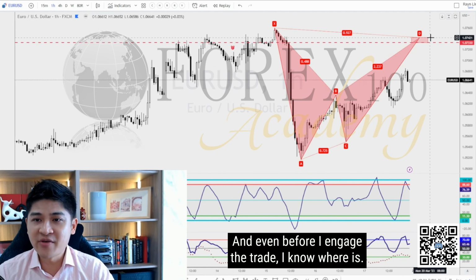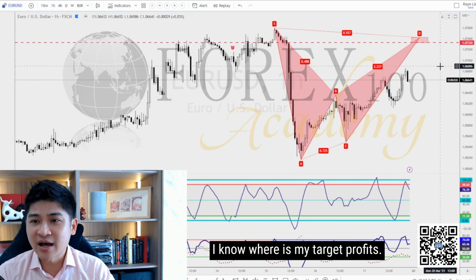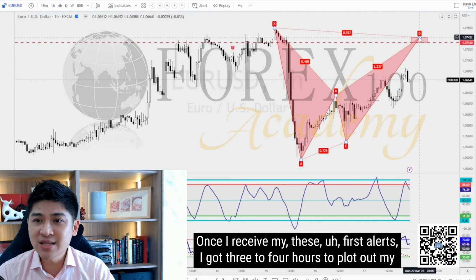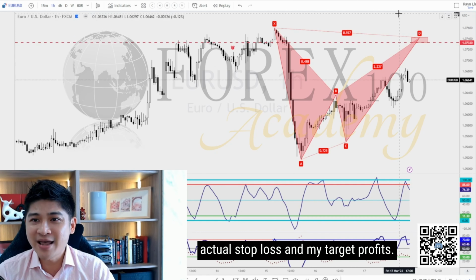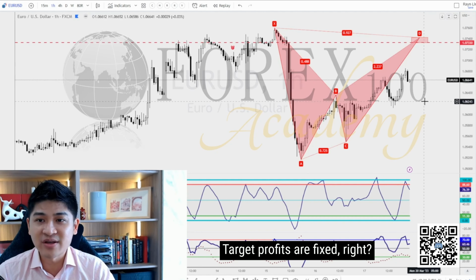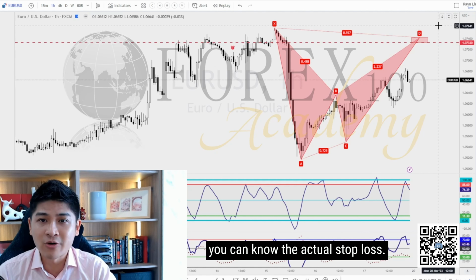And even before I engage a trade, I know where my stop loss is and where my target profit is. Once I receive these first alerts, I get 3 to 4 hours to plot out my actual stop loss and my target profits. Target profits are fixed, right? It's the stop loss that, because of our formula, you have to wait for the final confirmation before you can know the actual stop loss.